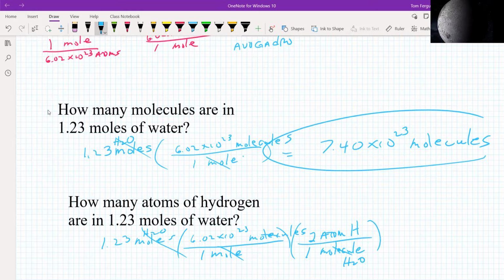Now, let's think about this problem. Let's look at a bicycle. A bicycle has how many wheels? 2. How many frames? 1. So if we have 10 bicycles, how many wheels will we have? We have 2 wheels per bicycle. It's the same thing here. That's why we get 2 over 1.